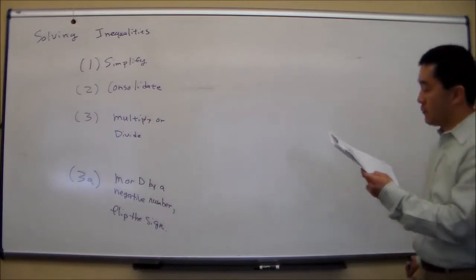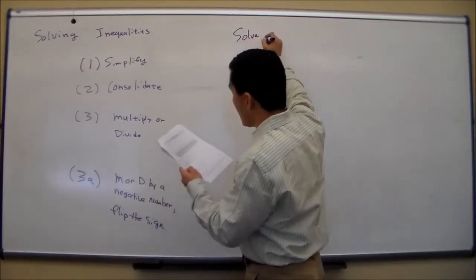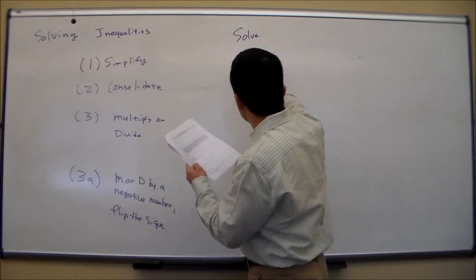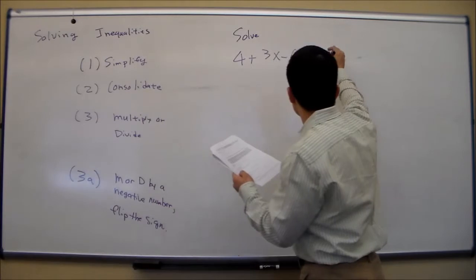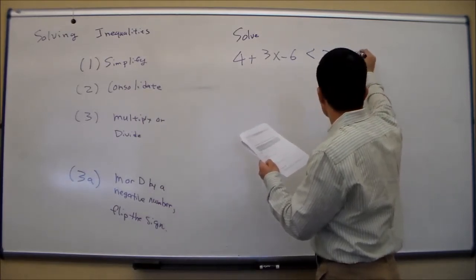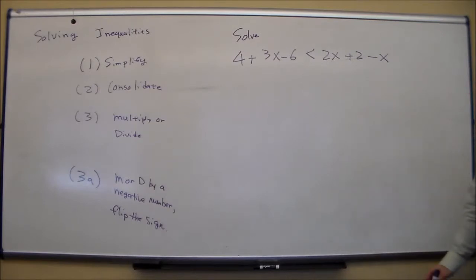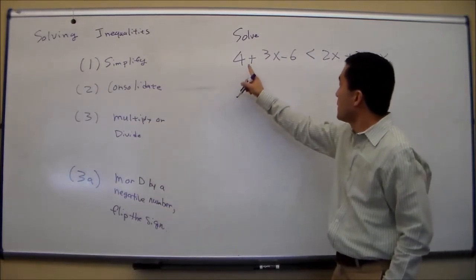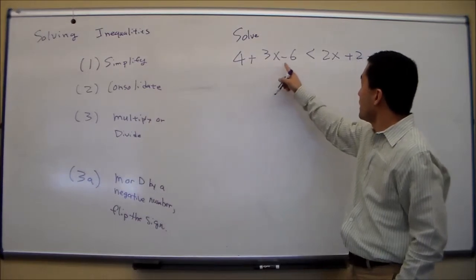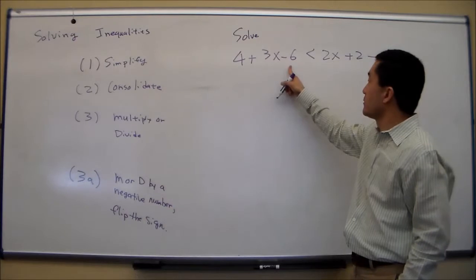So let's do two examples. First one is to solve this. Solve this inequality. 4 plus 3x minus 6 is less than 2x plus 2 minus x. So following the same steps, I'm going to simplify the left-hand side. 4 and then 3x minus 6. So that makes it 4 minus 6 minus 2.